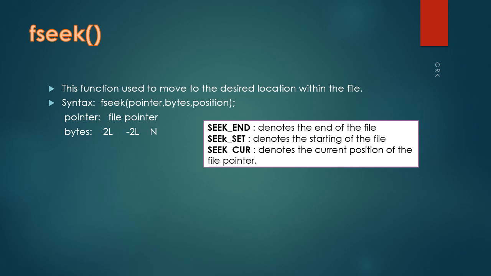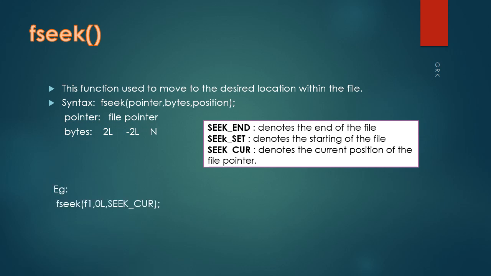From the current position, assume the current position is in the middle of the file, then you can move in the forward direction. If you want, we can also move in the backward direction. In which direction we move is denoted by the second parameter, but from which position we are moving is decided by the third parameter.